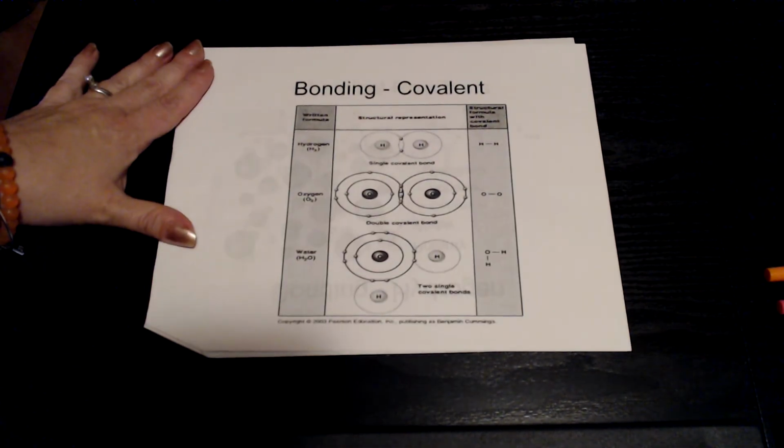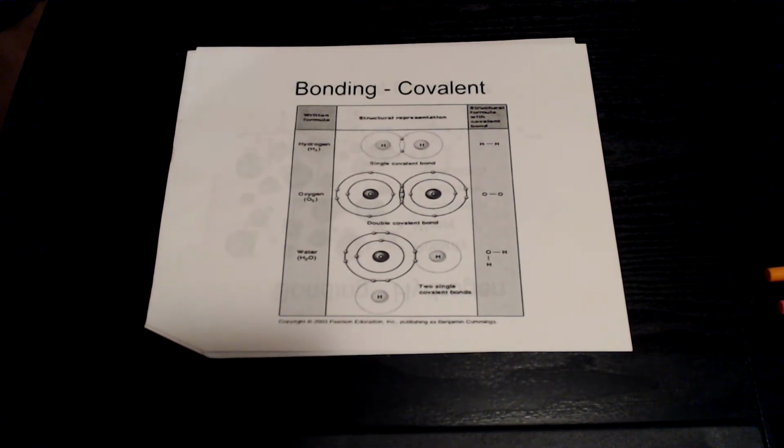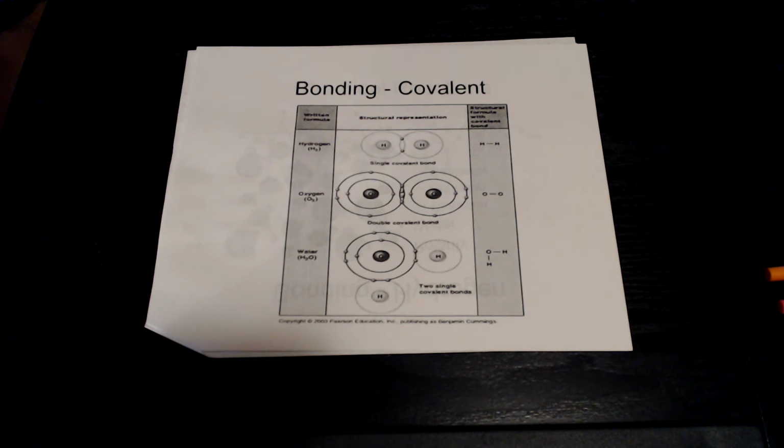Last type of bonding we're going to talk about today. Most of the molecules that we're going to discuss for the rest of the school year are going to be covalently bonded. They're going to have all kinds of other bonds going on as well, including hydrogen bonds, van der Waals forces, and peptide bonds, when we get to those. But even those bonds are essentially a type of covalent bond.